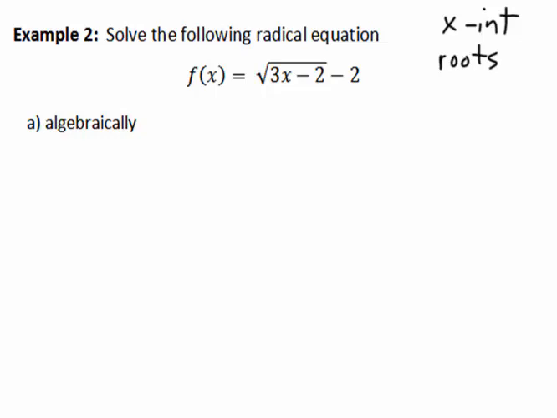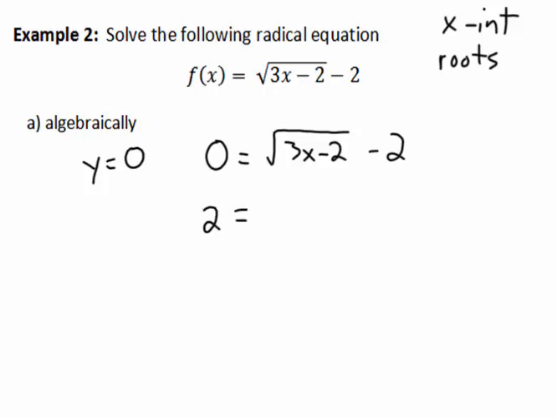Anytime we want to find the x-intercept, we just set y equal to 0. That's going to find us the place that the radical crosses the x-axis, the roots. So we'll just take f of x and make it equal to 0. And really, an equation like this is pretty easy to solve algebraically. We just have the square root of 3x minus 2 minus 2. Bring the 2 over, solve for that radical, isolate it, get it by itself.